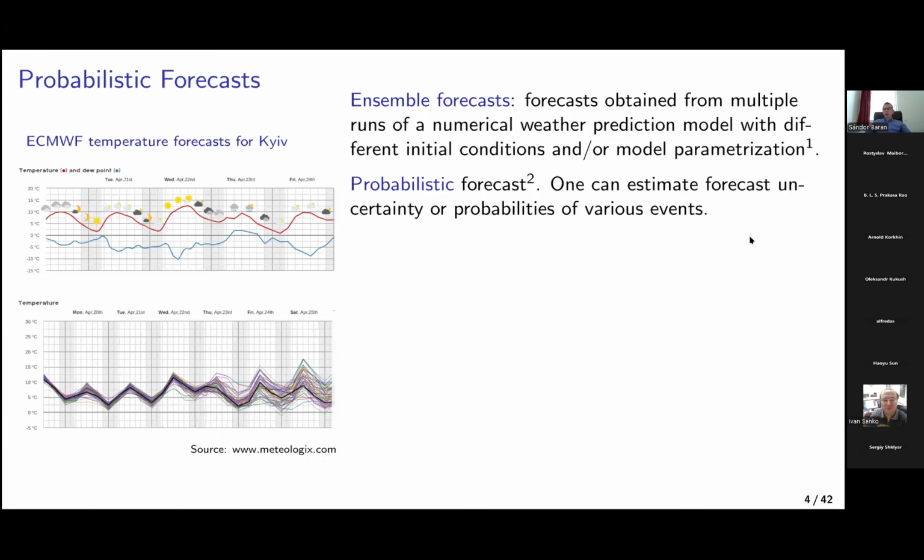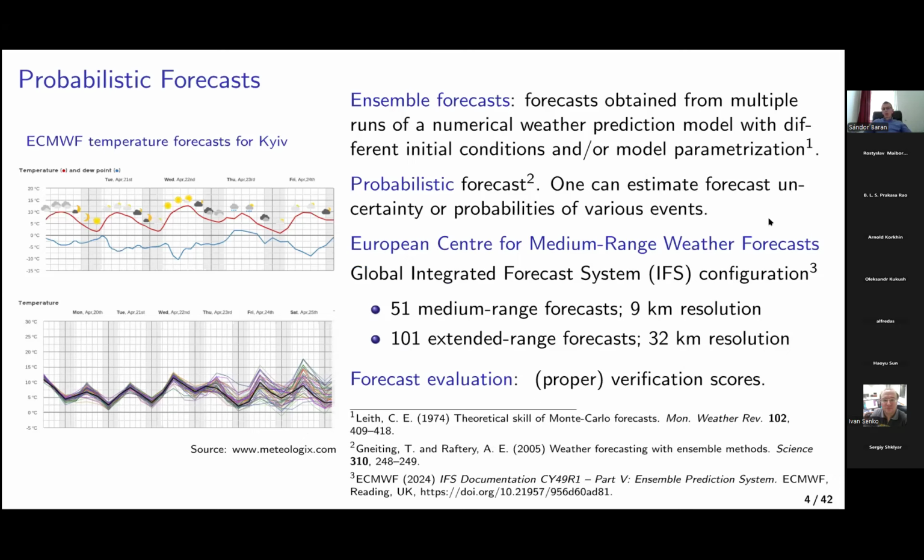Recently, the most advanced weather forecasting service is the European Center for Medium-Range Weather Forecasts. It's an intergovernmental European organization financed by 34 countries, and national weather centers get forecasts from them and then modify them locally. Its global integrated forecast system configuration is the following. For the whole globe, they produce 51 medium-range forecasts, up to 15 days ahead on a 9-kilometer resolution, and 101 extended-range forecasts up to 46 days ahead, with a 32-kilometer horizontal resolution.